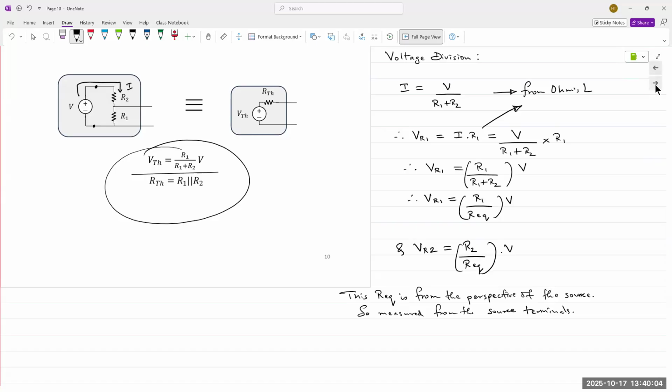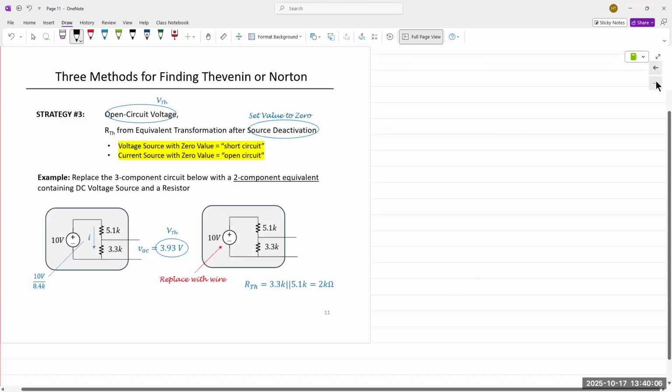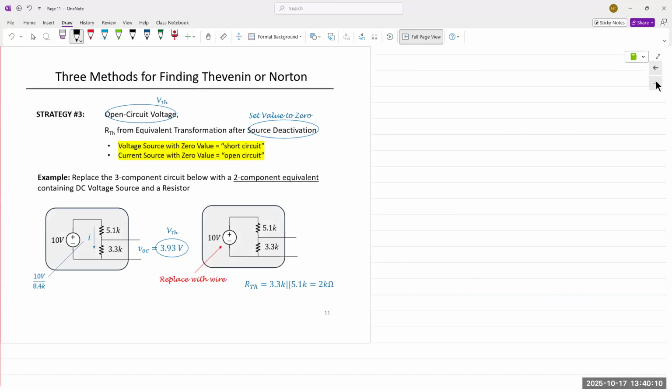Okay. So in the 3 methods to find it, we actually did the 3rd method. The voltage source with 0 value is replaced with a short circuit. Current source with 0 value is replaced with an open circuit, and you find Req by deactivating the source.